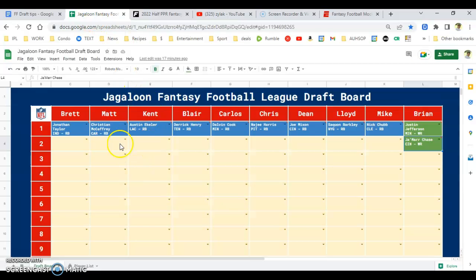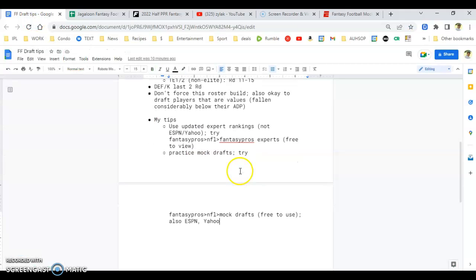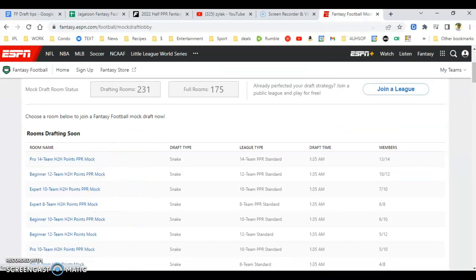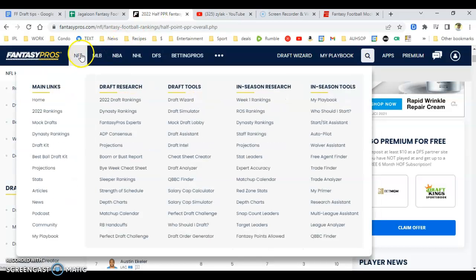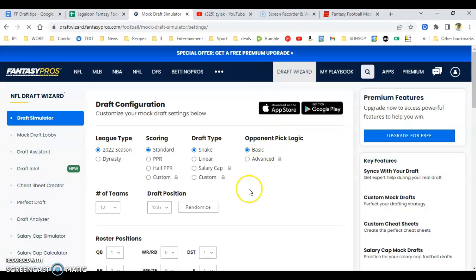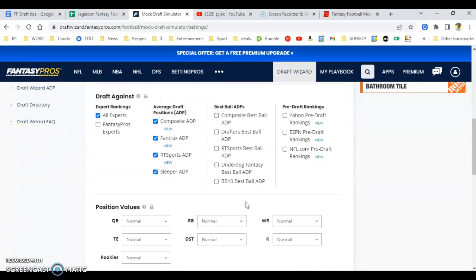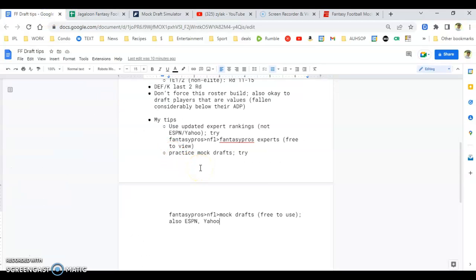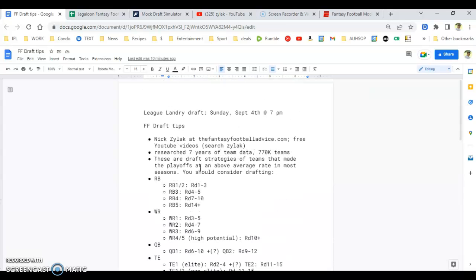So that's my suggestion. The other suggestion I have is to practice mock drafts. So I just showed you a place where you can go on ESPN and do a mock draft. Or if you want to go to Fantasy Pros, you can go to NFL mock drafts, and they have their own little site right here where you can practice as well. So those are my tips for improving your draft on League Landry Fantasy Football.